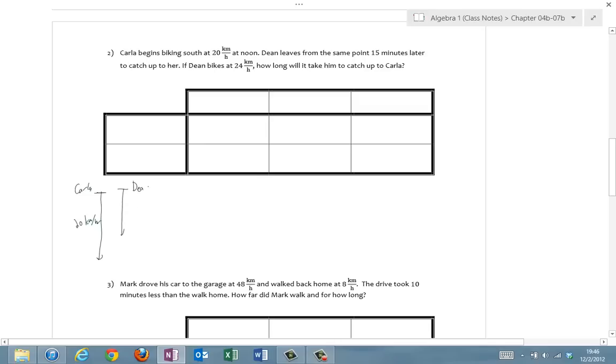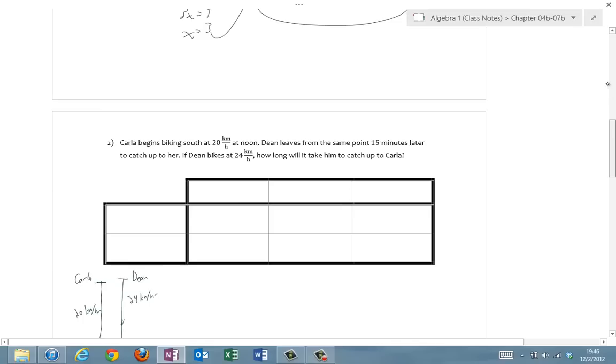Here's Dean. Now this graph doesn't represent time, but it represents where they left, so I'm just kind of doing a little sketch here. Dean bikes at 24 kilometers per hour. How long does it take before they catch up? So this isn't a case of total distance. This is actually a case of we have the same distance going on.